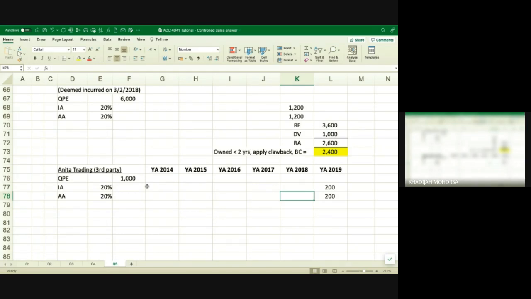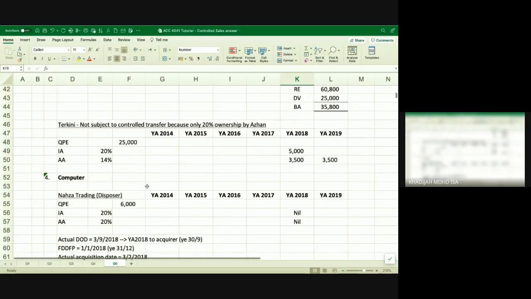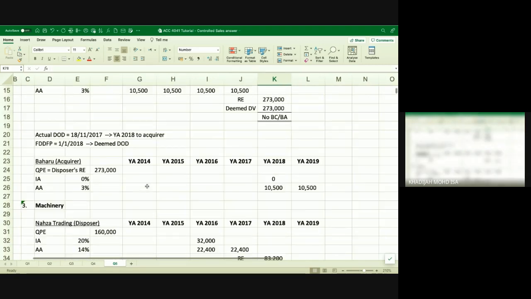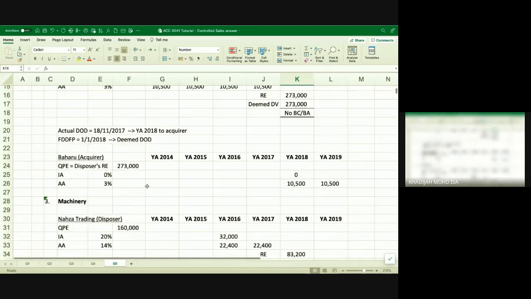Right, so first you have to see whether there is a control transfer. If yes, then what are the things that you have to do? If it's not a control transfer, then it falls under normal disposal. They have to compute RE, BC, and BE. Right, so that is actually a summary of your control transfer. I hope that you have at least gotten some of it, if not all. Which part are you not sure about, especially on question number 5?